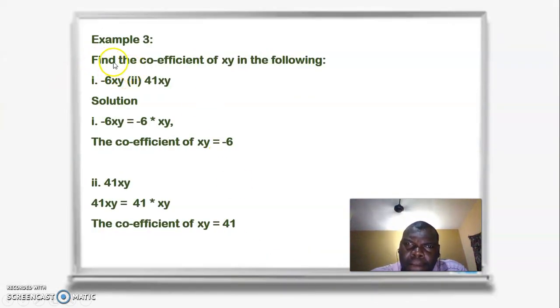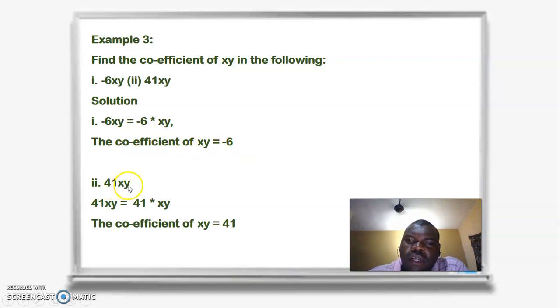Another example, find the coefficient of xy in the following. Minus 6xy is equal to minus 6 times xy. Therefore, the coefficient of xy is equal to minus 6.